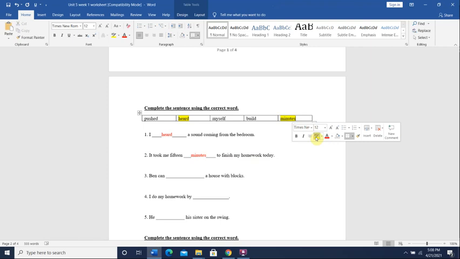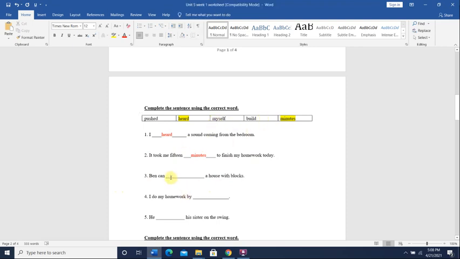Okay. Ben can blank a house with blocks. Ben can push, myself, or build. Okay, Ben can build. If you're not sure of which word to choose, try using each word at a time to see if it's suitable for the sentence or not. So Ben can push a house with blocks? No. Ben can build? Yes. Ben can build, which means to make a house with blocks.